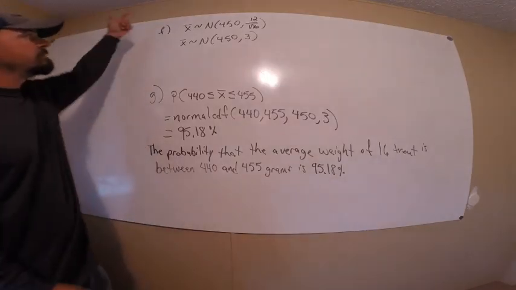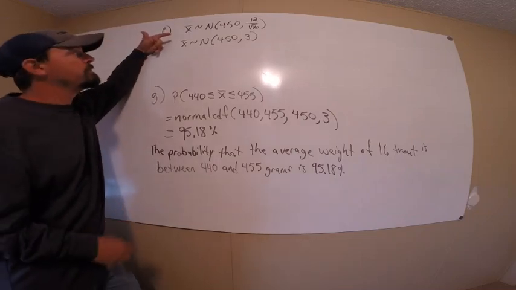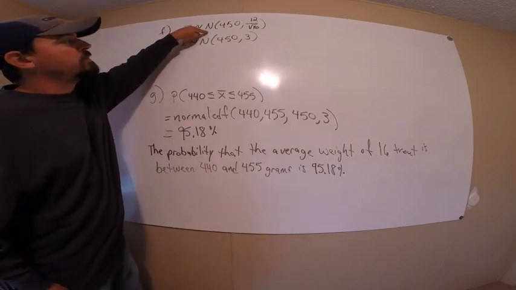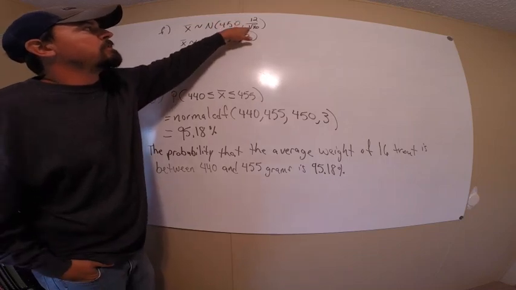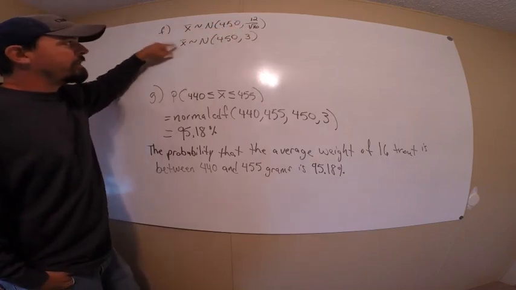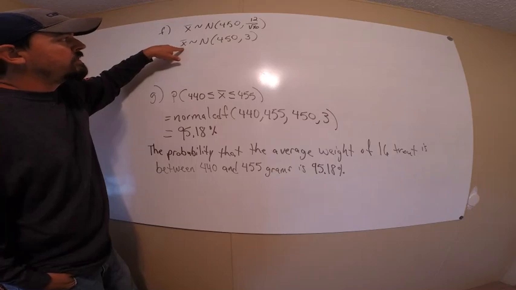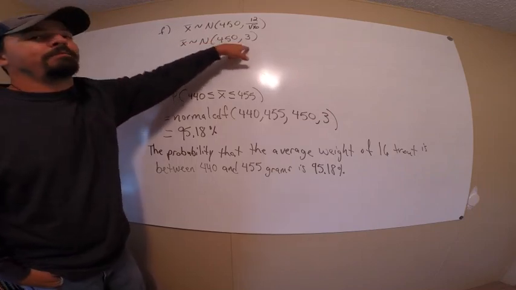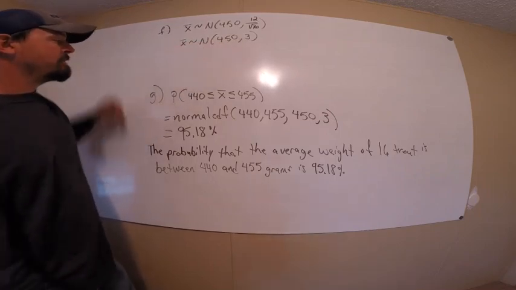Alright guys. So answer to F. We've got to show the distribution. X bar, approximately normal, 450, 12 over the square root of 16. We already found that previously to reduce to X bar is approximately normal, 450, 3. Okay, that's our sampling distribution here.